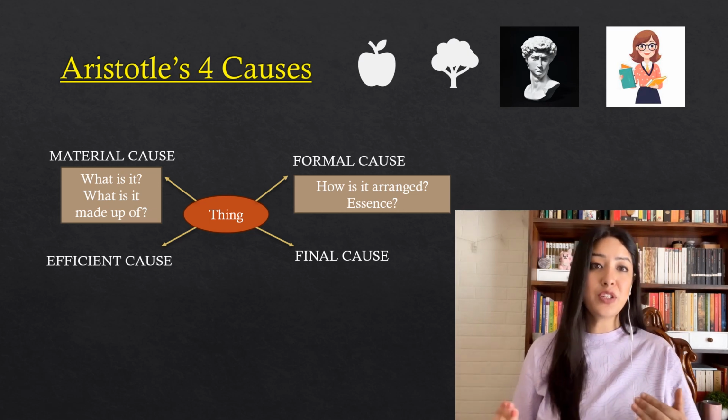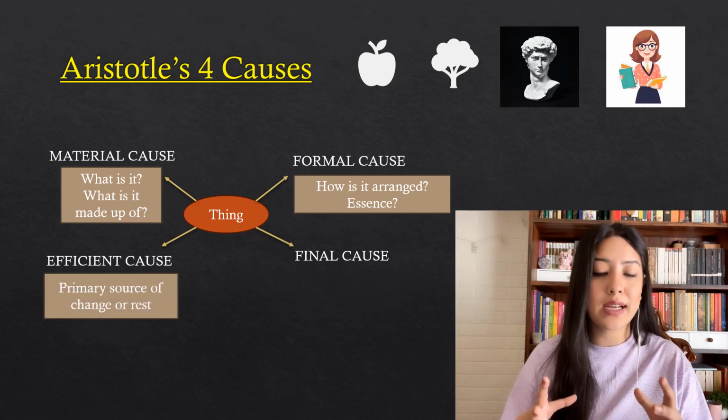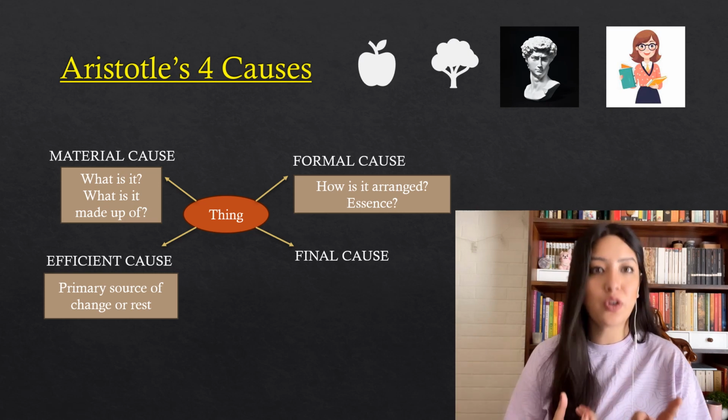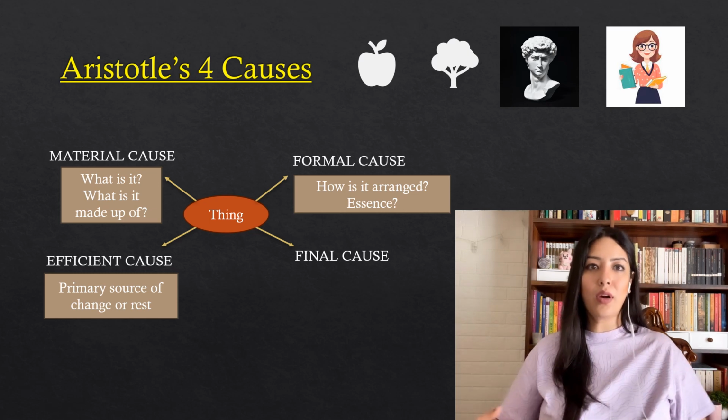Then we have the efficient cause, the primary source of change or rest. Change or rest, what does this mean? The efficient cause is the mover or the maker of the thing. So for example, if you have a dog, how did a dog come into being?